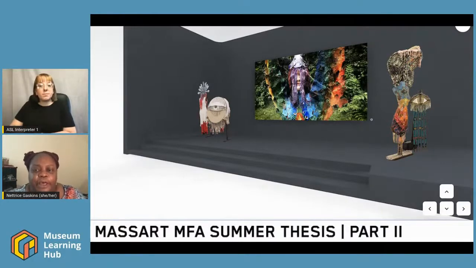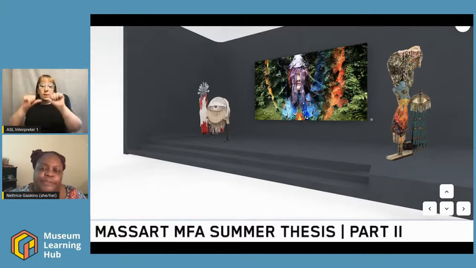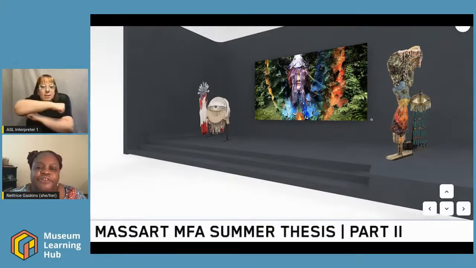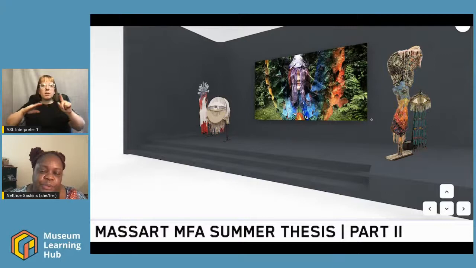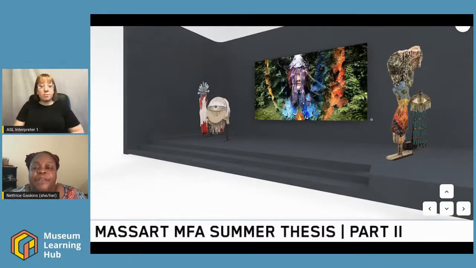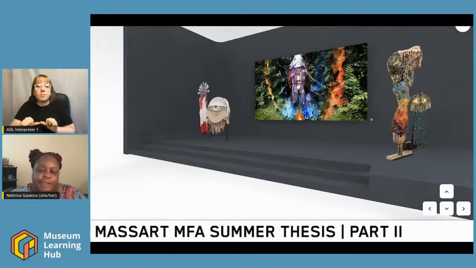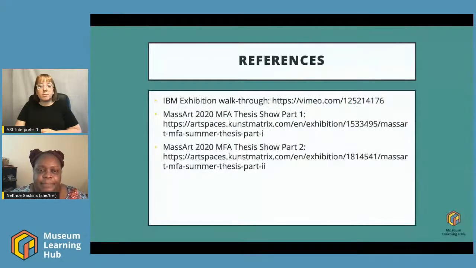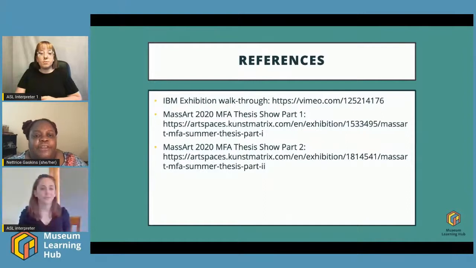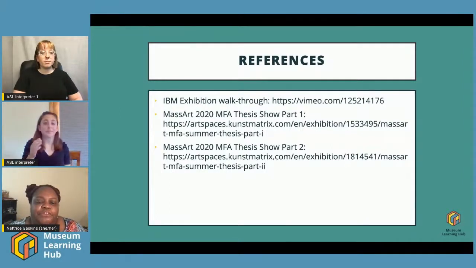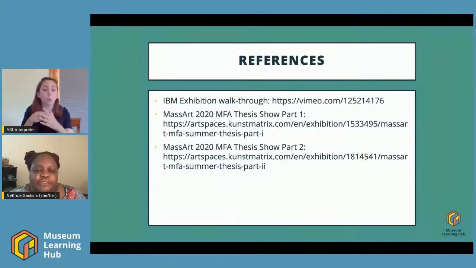This one has a couple of 3D sculptures. As you would move around this space, you would see a different view of the sculptures on the stage or platform. And then in the center is a video that plays. I showed you how the video works in Kunstmatrix before. And then the student had four different sculptures in addition to the video. And this is their area in the space. I do want to point out, there's the Vimeo of the IBM exhibition walkthrough that someone recorded, and you can actually still go into Kunstmatrix and see these two shows, part one and part two of the thesis show for the MassArt 2020 MFA thesis show.